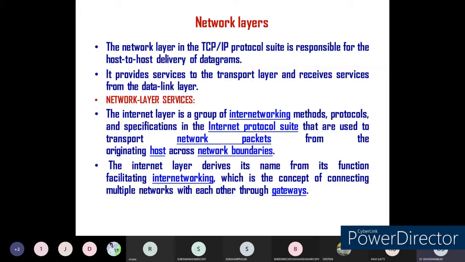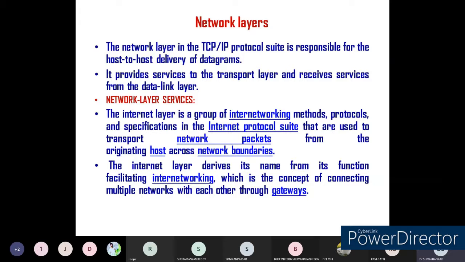So what are the services of the network layer? Let us discuss. The internet layer is a group of internetworking methods, protocols, and specifications in the internet protocol suite that are used to transport network packets, right? Of course, from the originating host across network boundaries, right? So it provides the services that internetworking.